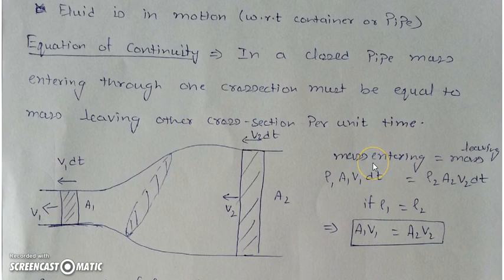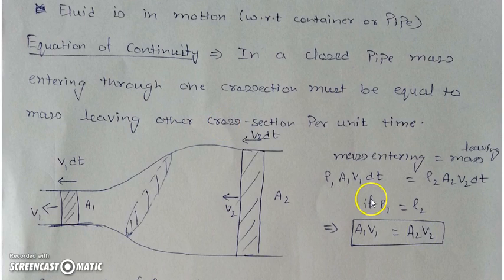In a small time dt, this cross section will move by a small amount v2 dt as the cross section has a velocity v2, and this cross section will move by a distance v1 dt as the velocity is v1. So the volume is A1 into the width v1 dt, similarly A2 into v2 dt, and rho are the densities at these two cross sections. If we assume that rho 1 is equal to rho 2, the fluid is not changing its density, we can say A1 V1 is equal to A2 V2.